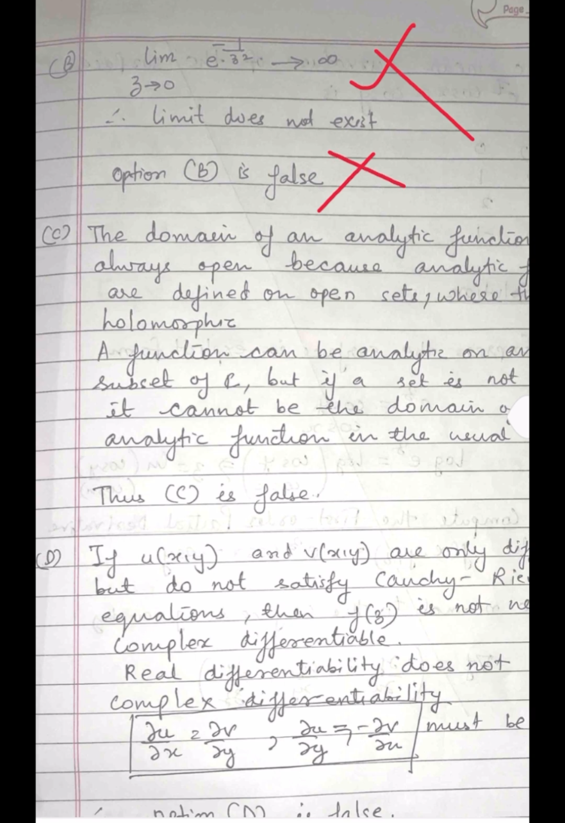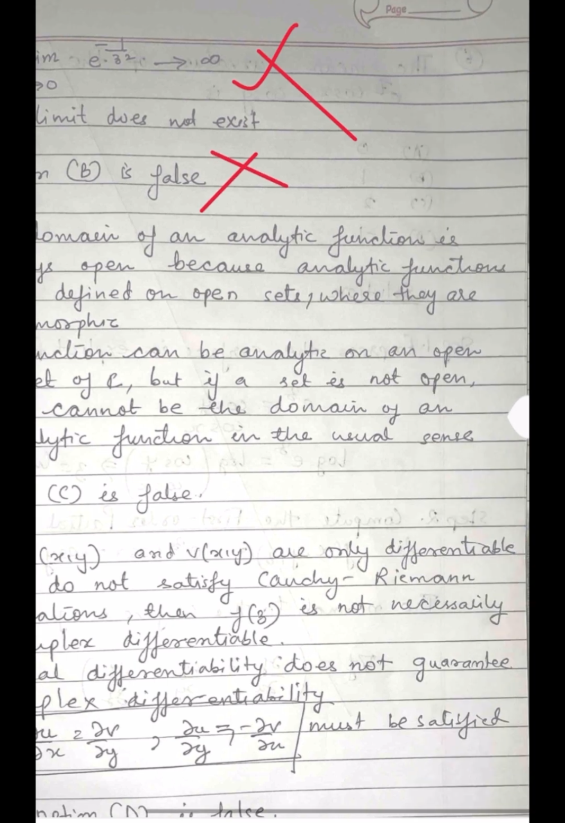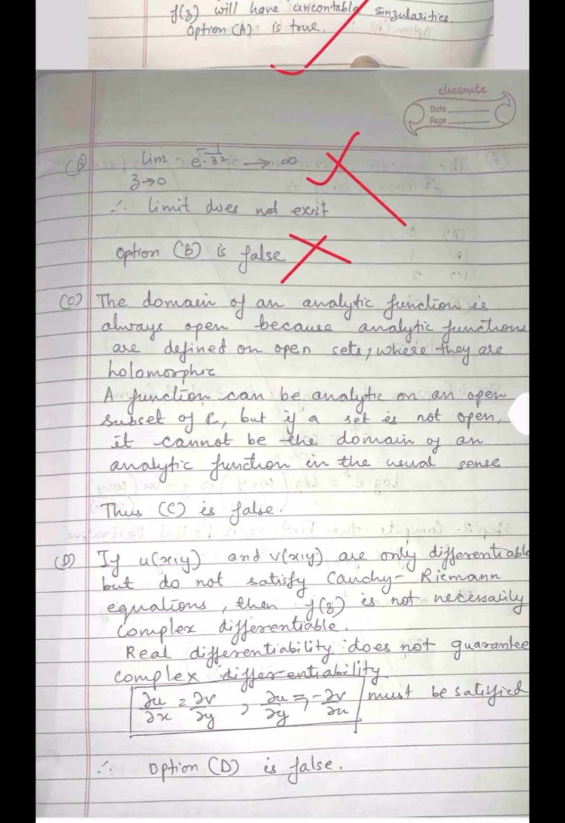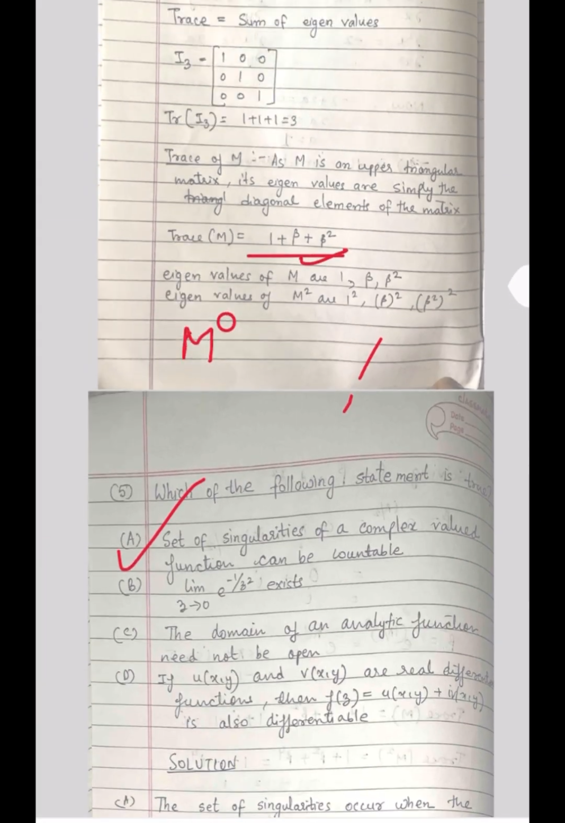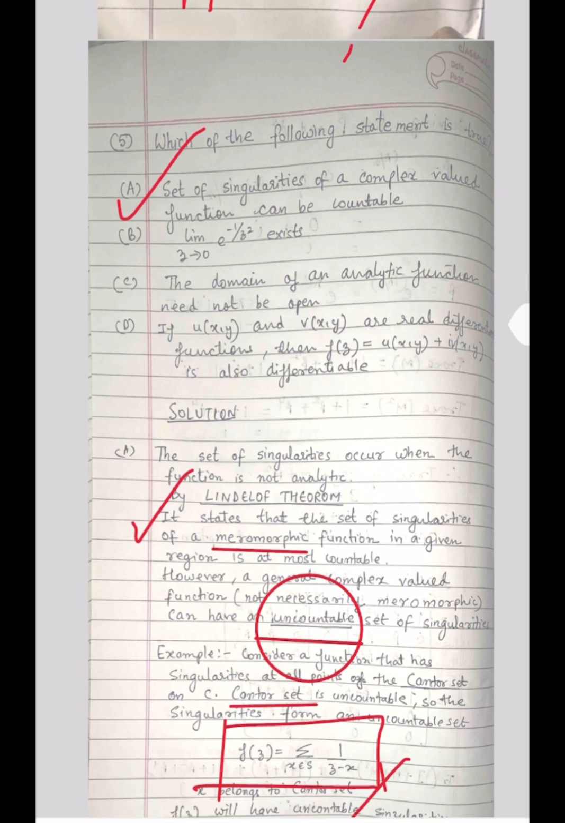Now option number C. The domain of an analytic function is always open because analytic functions are defined on open sets when they are holomorphic. Therefore a function can be analytic on an open subset of C, but if a subset is not open, it cannot be the domain of an analytic function in the usual sense. Thus C is false, because in C we have the domain of an analytic function need not be open. So no, this is not correct. It has to be open.